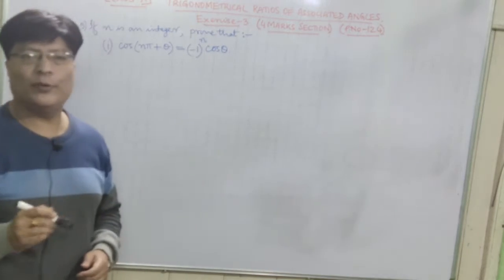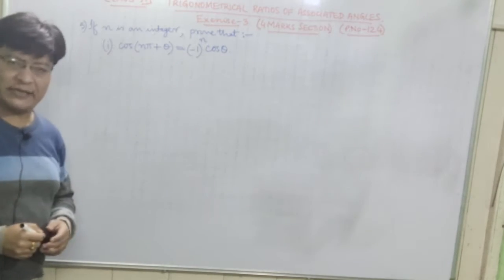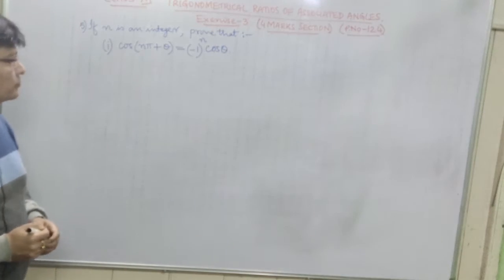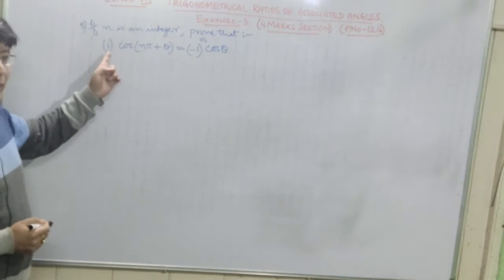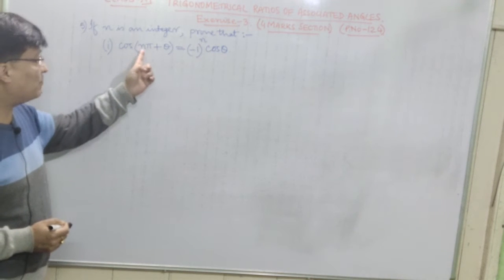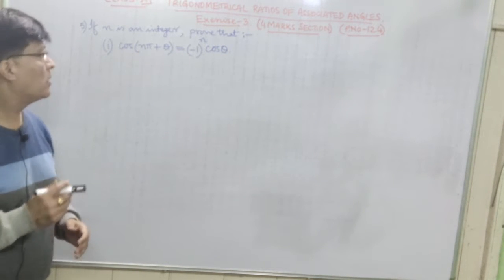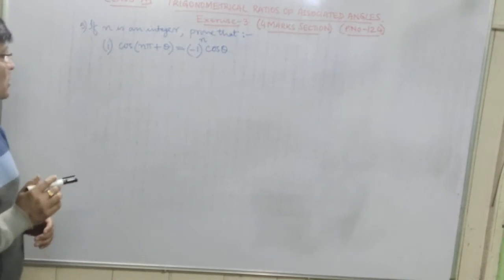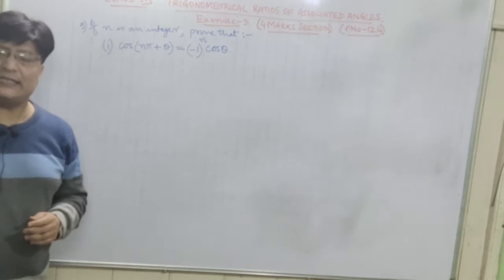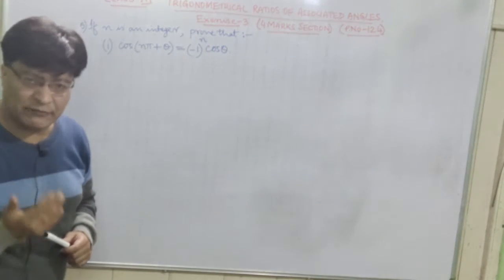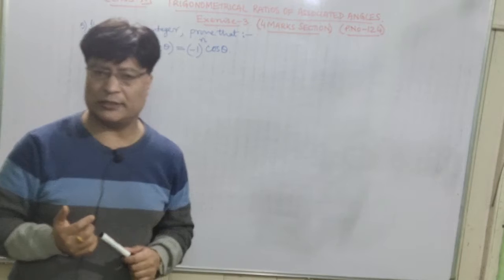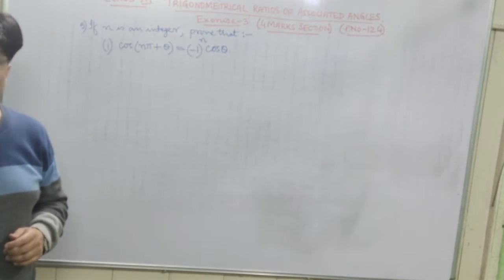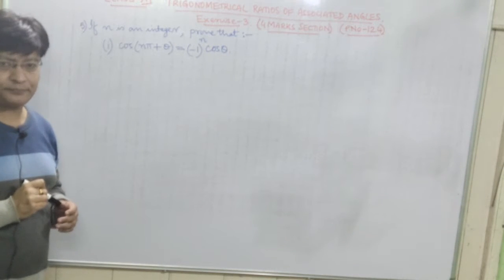So now we will do the next question, that is question number 5. Number 1, if n is an integer, then prove that cos of (n pi plus theta) is equal to (minus 1) whole to the power n cos theta. So here it is given that n is an integer. n may be an even integer, n may be an odd integer. You have to consider both even integer as well as odd integer for n.